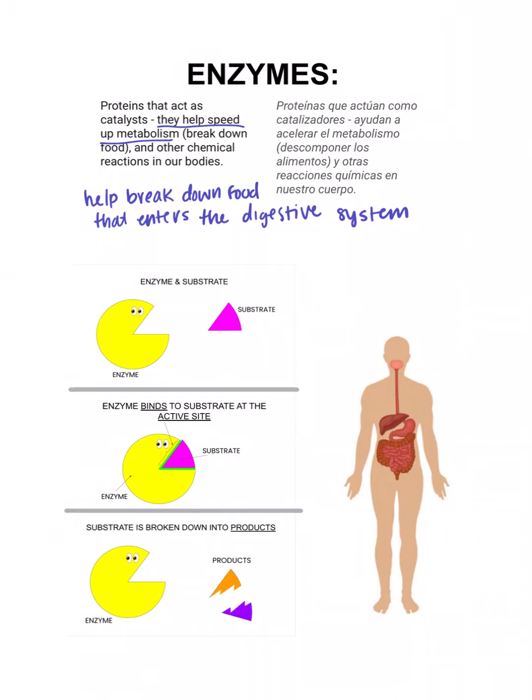Enzymes help break down food that enters the digestive system, and they do this by fitting like a puzzle piece. That's why we started off by looking at a puzzle piece. It shows that they fit together specifically so that the enzyme is able to break down whatever needs to be broken down. Another way that you can think of this is like Pac-Man. We have our yellow Pac-Man down here representing the enzyme. And then we have something called the substrate. The substrate is whatever is getting broken down.